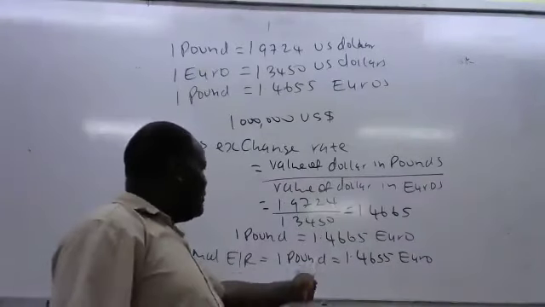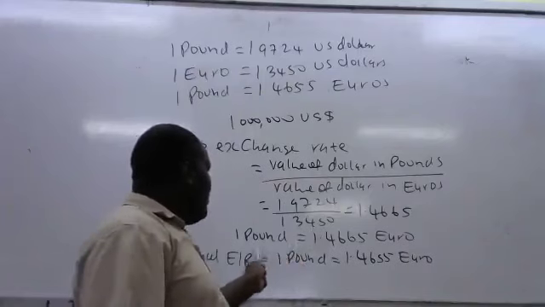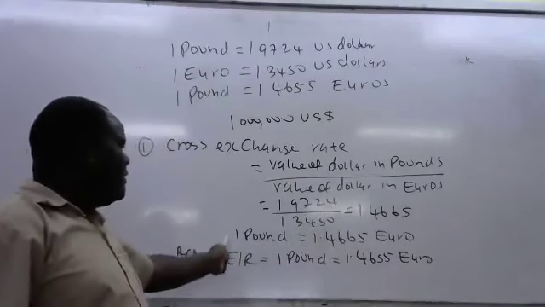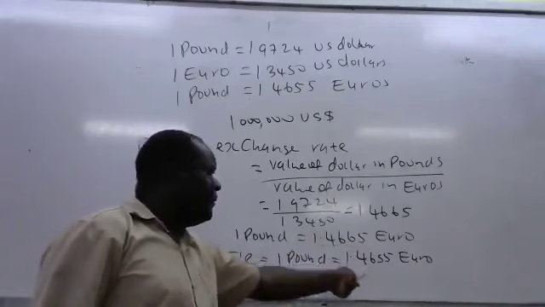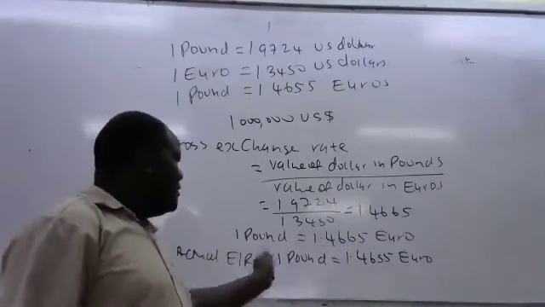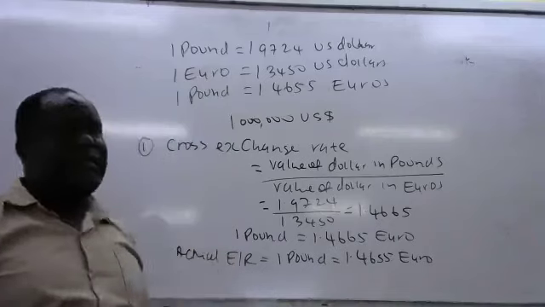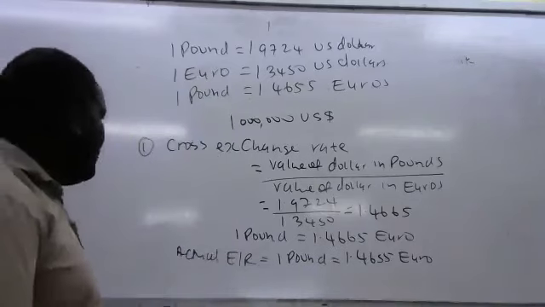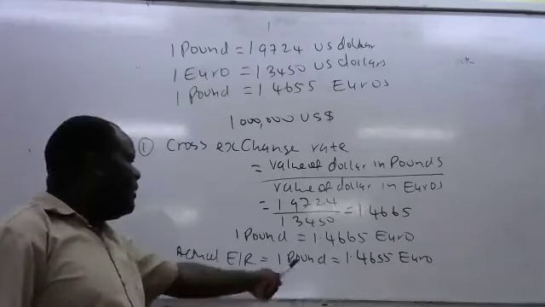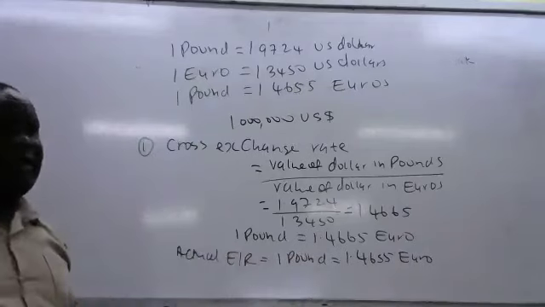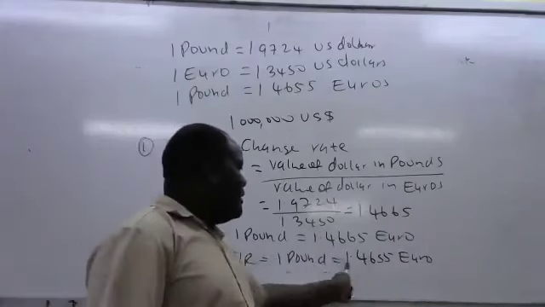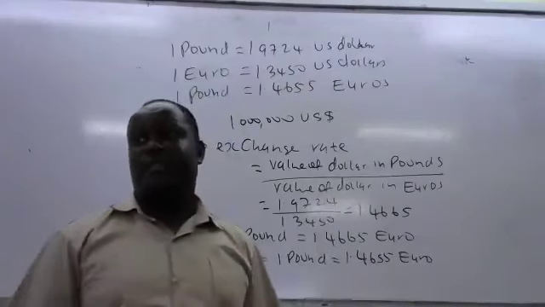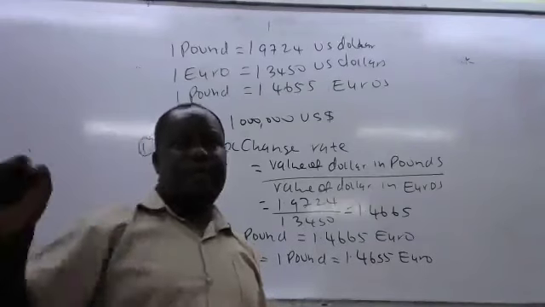When I compare this to that, in the cross exchange rate 1 pound is giving me more euros. This one is more than this. But in the actual exchange rate, 1 pound is giving me fewer euros. Because the pound is the one we are concerned with, that means the pound has been undervalued in the actual exchange rate, because 1 pound is giving you fewer euros compared to the cross exchange rate.